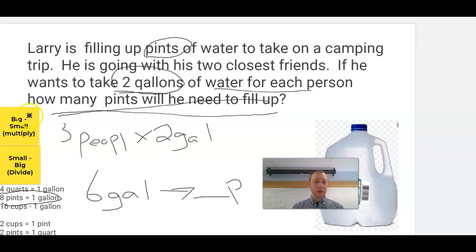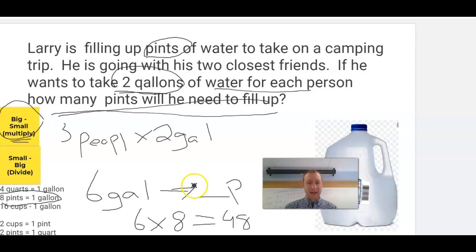So are we going from a big unit to a small unit or a small unit to a big unit? What's bigger, gallons or pints? Gallons are bigger than pints, right? So we're going from a big unit of gallons to a small unit of pints, which means we're going to multiply, right? So we've got 6 gallons. And how many pints are in a gallon? There's 8 pints in 1 gallon. So 6 gallons, and there's 8 pints in each gallon, right? So 6 times 8 equals what? Okay, so 6 times 8 is 48, right? Which means that 6 gallons equals 48 pints.